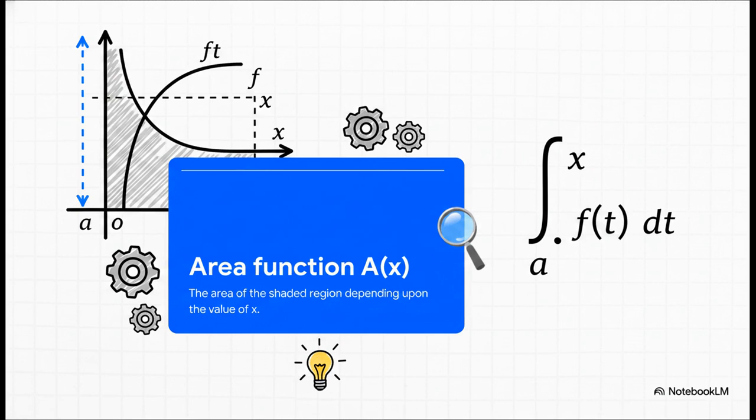Think of it kind of like a curtain being pulled across a graph starting from a specific point a. As that curtain moves to position x, the area revealed behind it is represented by this integral. Notice how we now have limits on our integral sign. It goes from a to x. This is what we call a definite integral, and it's the absolutely crucial stepping stone to the most important revelation in our text.